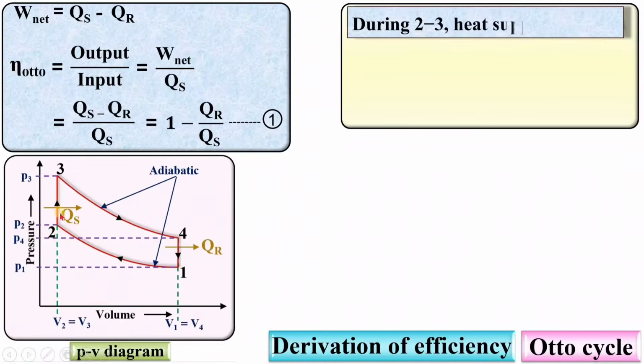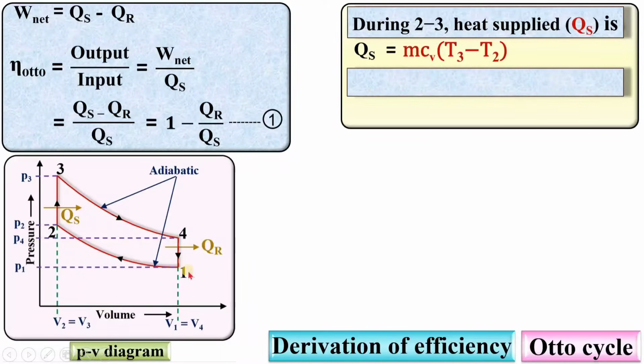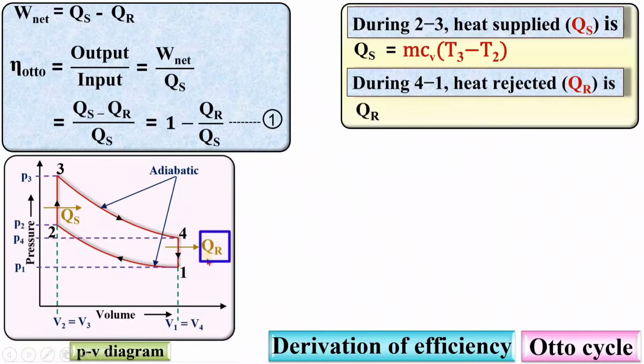Now next, during the process 2-3, heat supplied QS is equal to m c delta T, because you know that during a constant volume process the heat supplied is always m c delta T, where delta T is the temperature difference during the process. Similarly, you can say the 4-1 process is also a constant volume process, so you can say QR is equal to m c delta T. Once again here delta T is the temperature difference, and you know that T4 is greater than T1, so obviously you can say it is T4 minus T1.